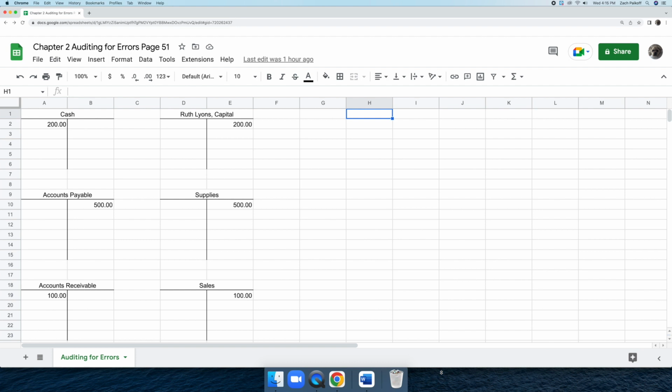Okay, so if you take a look back at transaction number 2, in order to make this T account analysis correct, we need to switch the amount in the supplies T account from the credit side over to the debit side in order for there to be a debit and a credit, and to also make this transaction become bought supplies on account, $500.